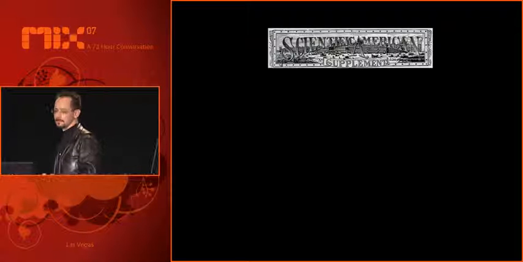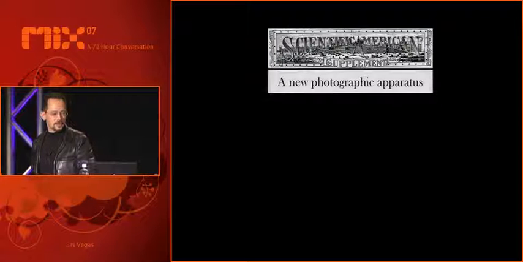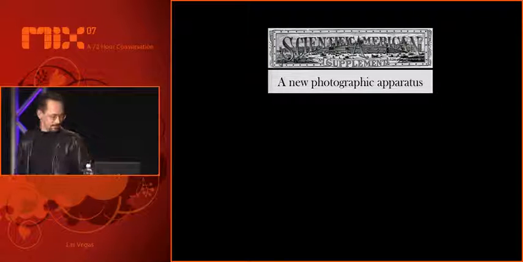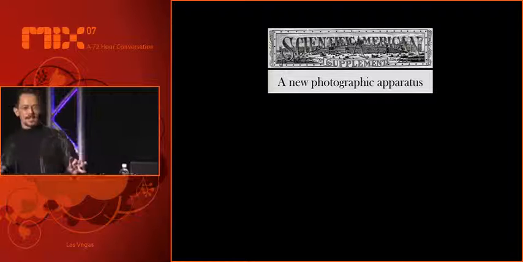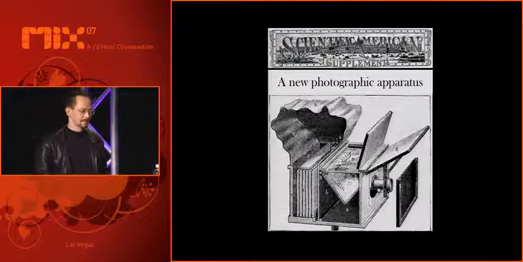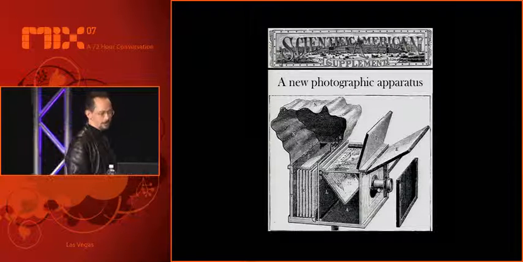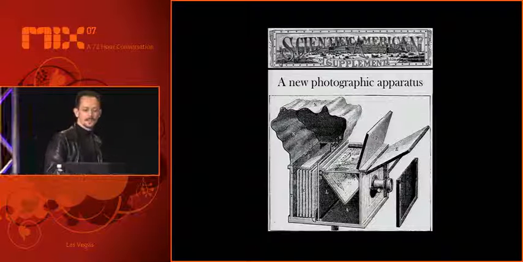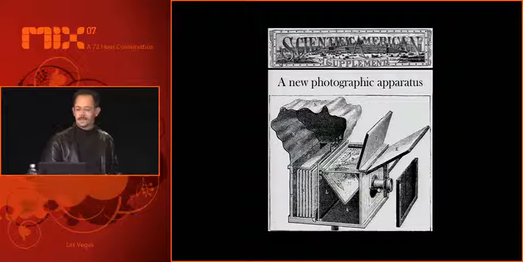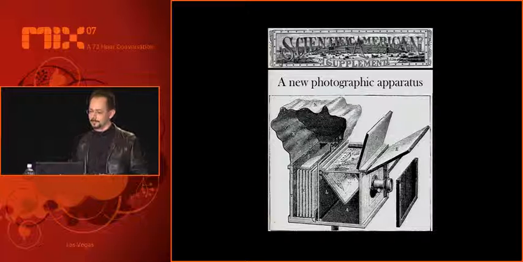The year is 1886. The Scientific American magazine published a front-page article hailing a new photographic apparatus. This was leading-edge, brand-new technology. It's going to transform the field. They called it the most practical of systems for the itinerant photographer.